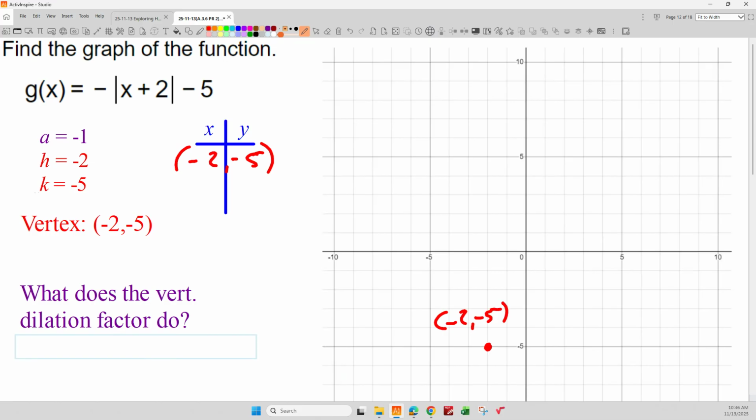Okay, what does the vertical dilation factor do here? Just flips it. Does it stretch it? No, it's just going to flip it. Good. It only reflects the function. So that just gives us a kind of a heads up. What should we expect to happen?